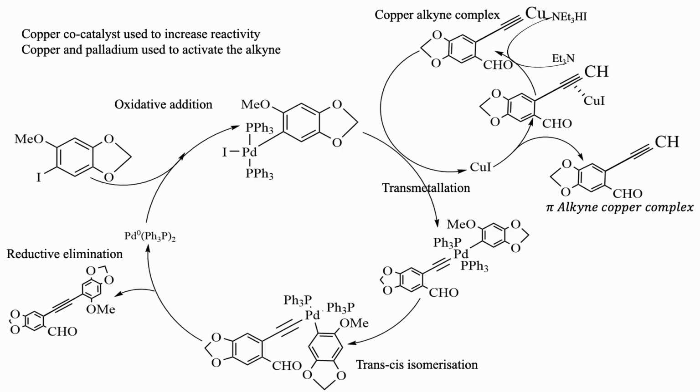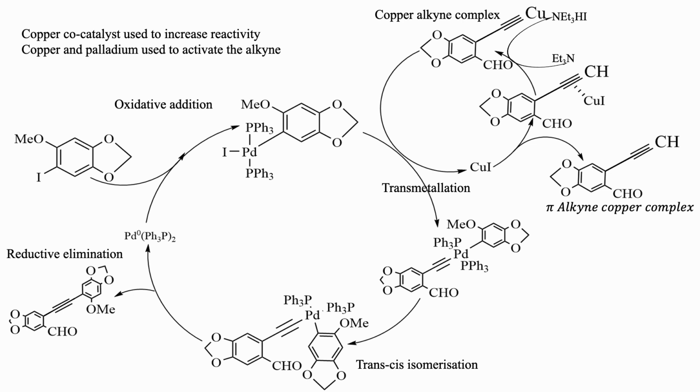There are two cycles because we have two catalysts. The copper co-catalyst is used to increase the reactivity. Copper and palladium are used to activate the alkyne. In the copper cycle, the copper iodide complexes with the alkyne to make the hydrogen more acidic, as the triethylamine is a weak base. This forms the pi-alkyne copper complex. Now the lone pair on the triethylamine can remove the acidic proton, and a copper alkyne complex is produced.